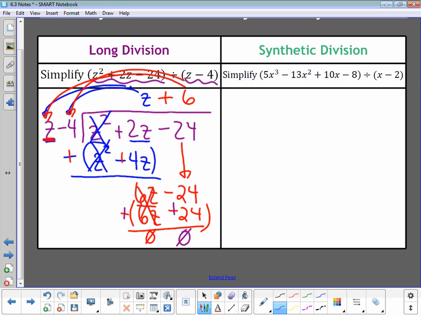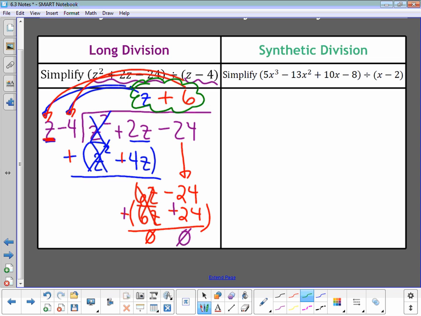So I have no remainder left over here, and my quotient is simply z plus 6. So it's a little bit more than just dividing numbers, but it's still the same process. It's the same type of long division that we've always used. Now, synthetic division looks a little different.